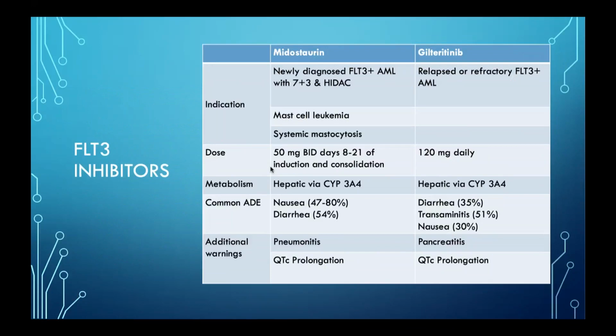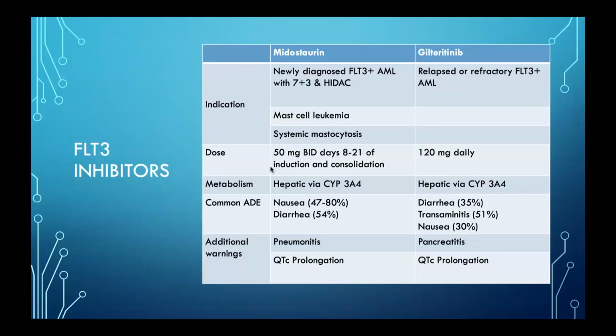So looking at our comparison between agents, very different indications that they're currently approved for. So midostaurin is for newly diagnosed FLT3 positive patients during induction and consolidation. Gilteritinib is really only currently approved in the relapsed or refractory space, even though we've had a trial of maintenance post-transplant. And then we also have the trial open of gilteritinib during induction therapy, which I think we're all pretty excited about. And then you can also see midostaurin has activity in mast cell leukemia and mastocytosis.